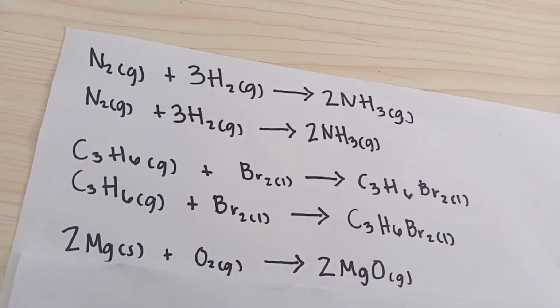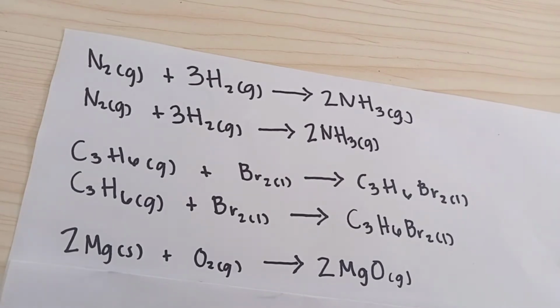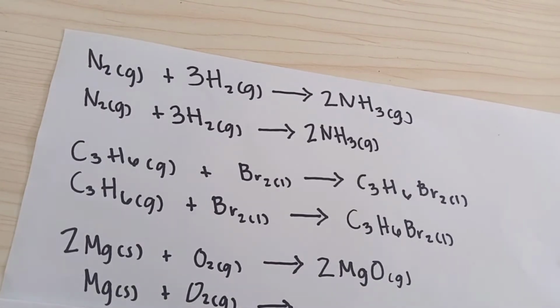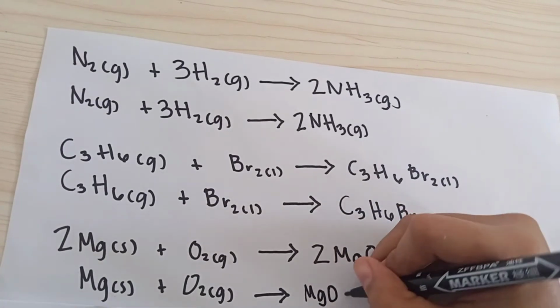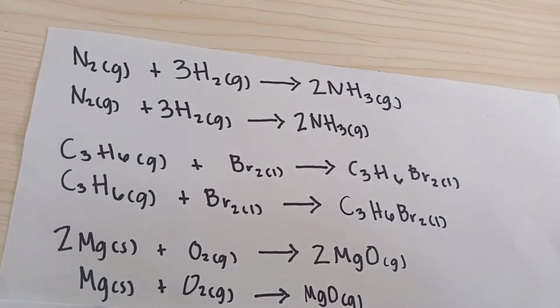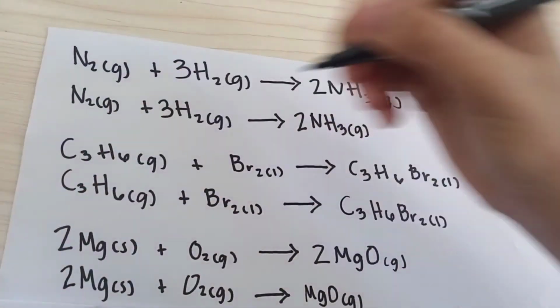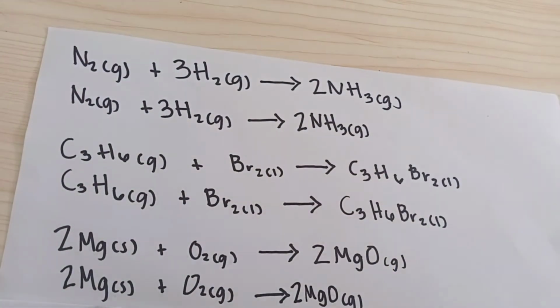And for the last example, we have 2Mg reacting with O2 gas to produce 2MgO. Just like the other two examples, we predict the product and balance the equation by combining magnesium and oxygen. So the product will be MgO, and we balance the equation by putting a coefficient of 2 here and 2 here. And that's how to predict and balance equations in combination reactions.